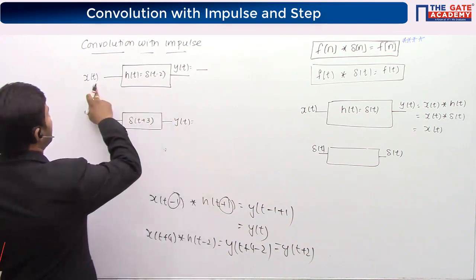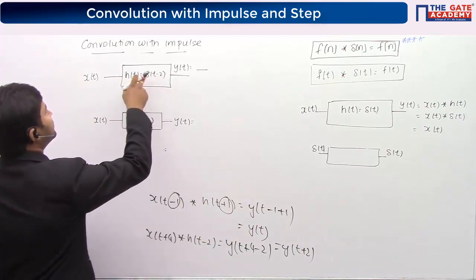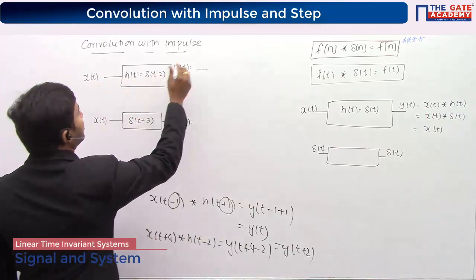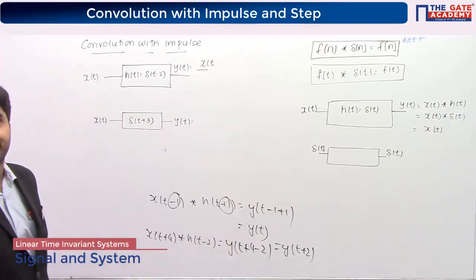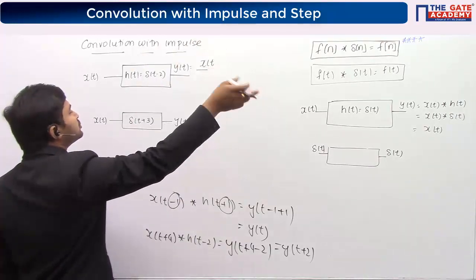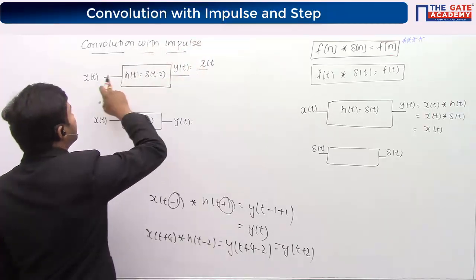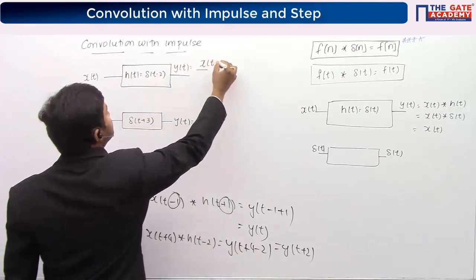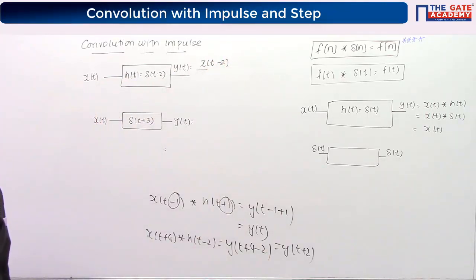So here, x of t convolved with h of t. What is h of t? Del of t minus 2. We know the result that x of t convolved with del of t is x of t. But here you don't have del of t, you have del of t minus 2. So all the shifts are going to be added in the output. Here there is no shift in x of t, and here there is a shift of minus 2, so there will be x of t minus 2.